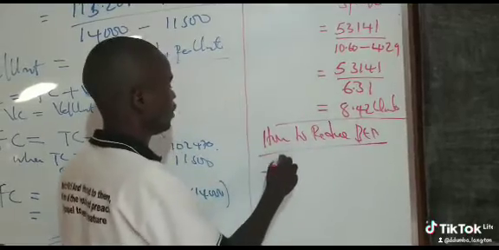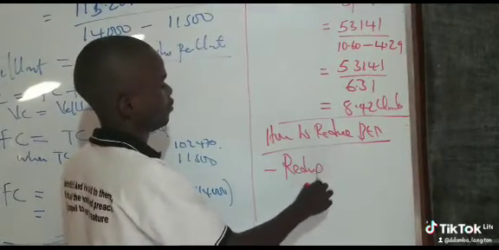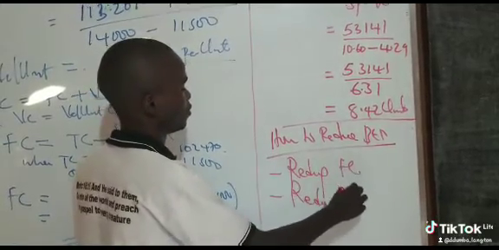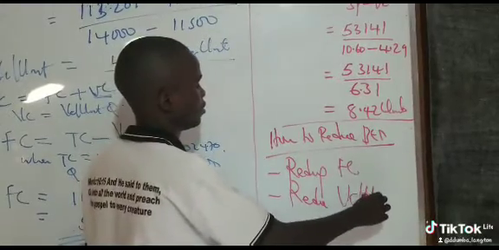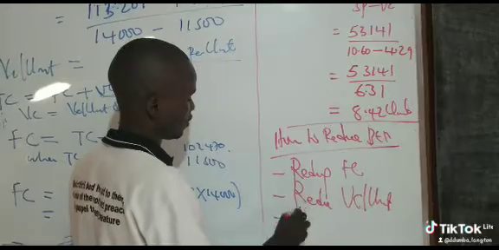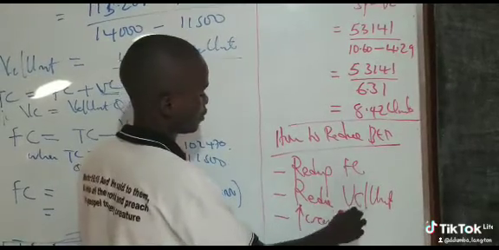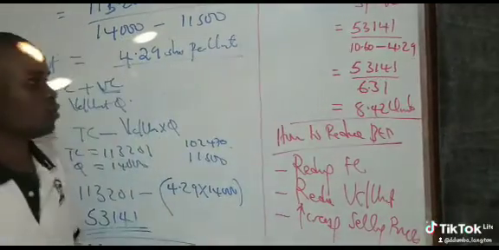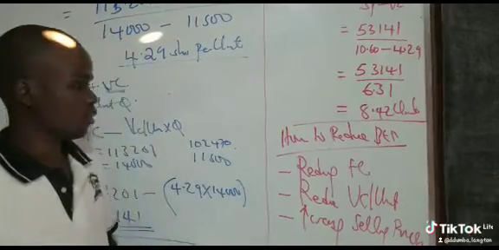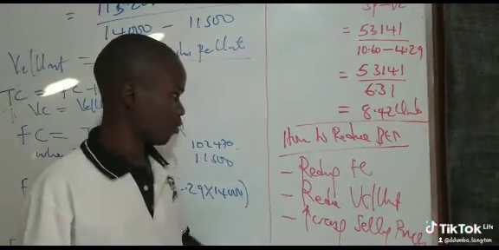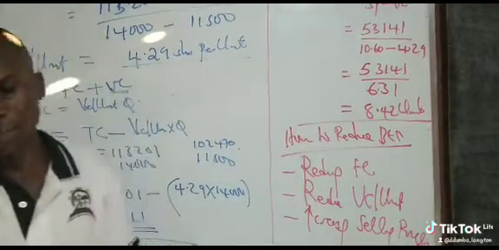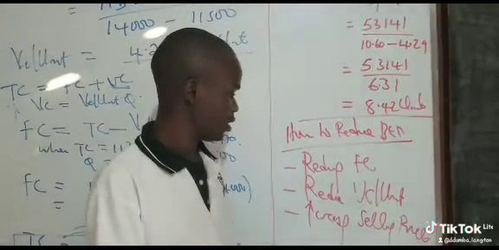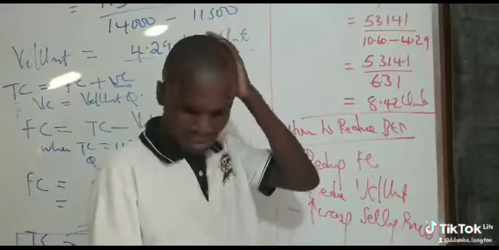Question 3 says how to reduce the BEP. There are mainly three ways: one, reducing the fixed costs; two, reducing the variable costs per unit; and three, increasing the selling price. We shall look at these methods in other subsequent videos. So when you want to lower your BEP so that you earn profits earlier, you lower your fixed costs, reduce the variable cost per unit, and lastly you can increase the selling price.